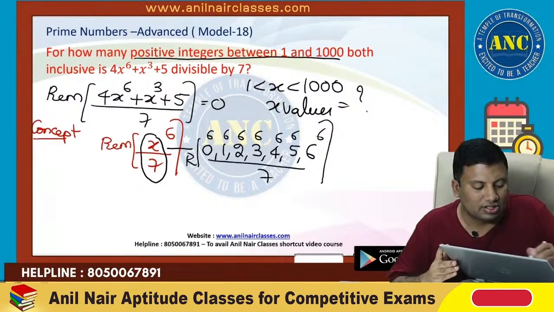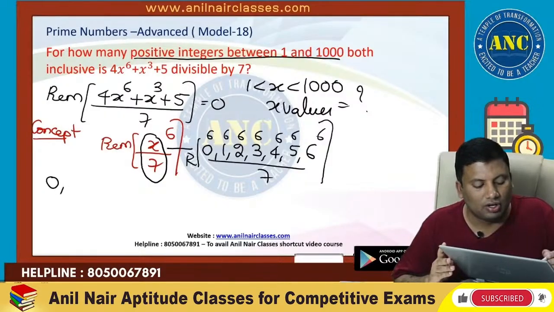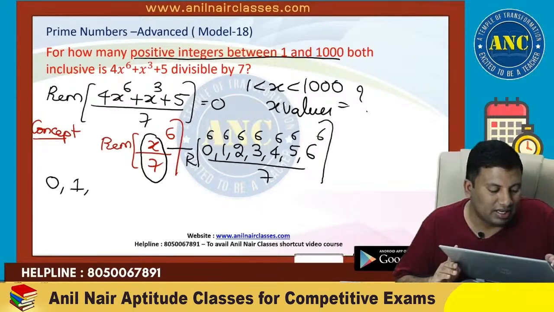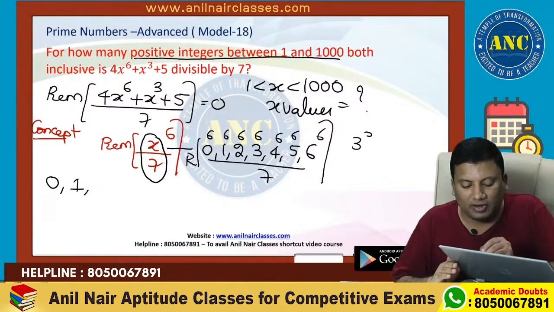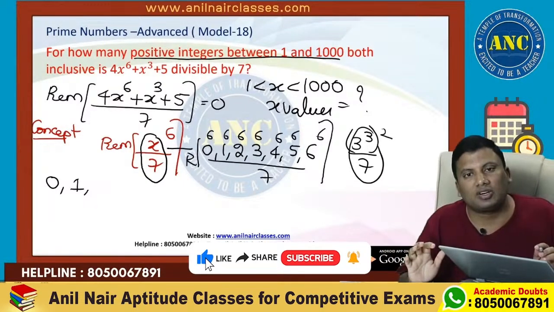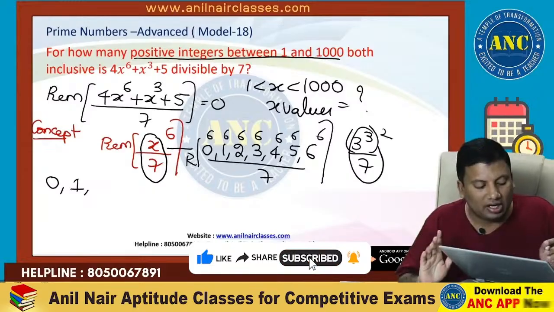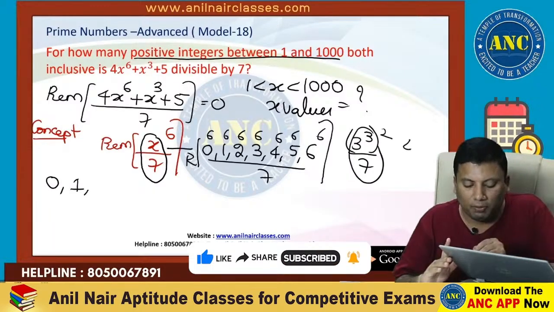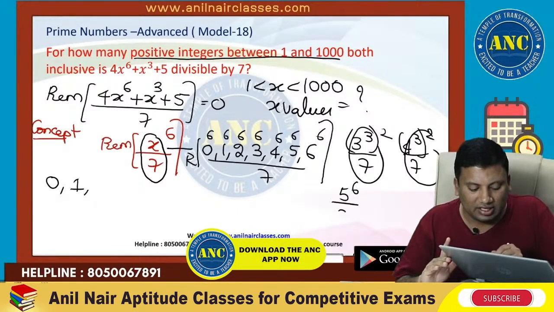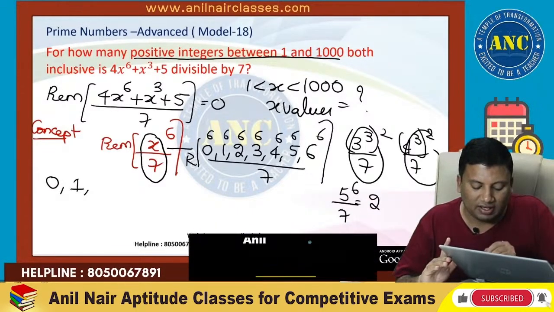So when you do 0 by 7, it is 0. 1 by 7, 1. 2 power 6 is 64. 64 by 7, remainder 1. 3 power 6, 3 cube whole square, divided by 7. 27 by 7, 7 4s are 28, so minus 1. Minus 1 square is 1. 4 power 6, 4 cube whole square divided by 7, is also 1. 5 power 6 divided by 7, 5 is minus 2.